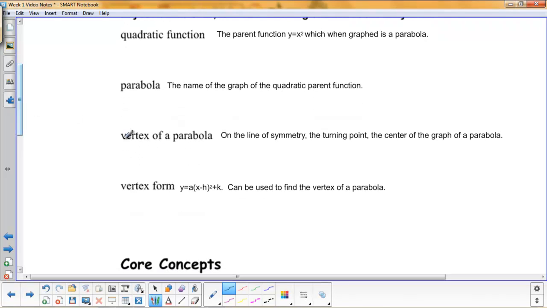Vertex form is the form y equals a times (x minus h) squared plus k, and it can be used to find the vertex of the parabola at the value (h, k). The axis of symmetry will be x equals h, and there are a few other things that we can find from that, but those are some pretty important points that you're going to be looking at.